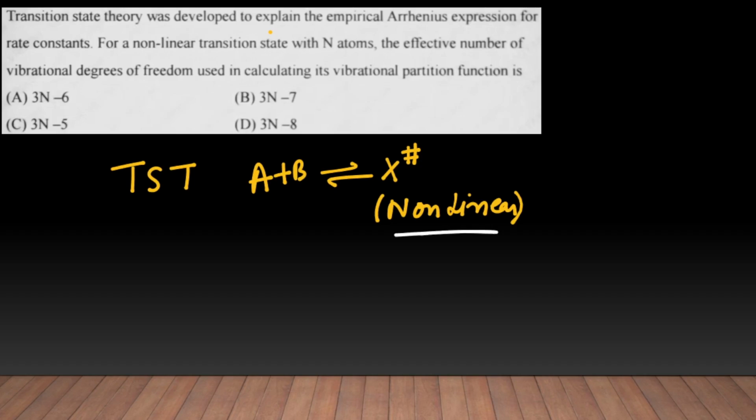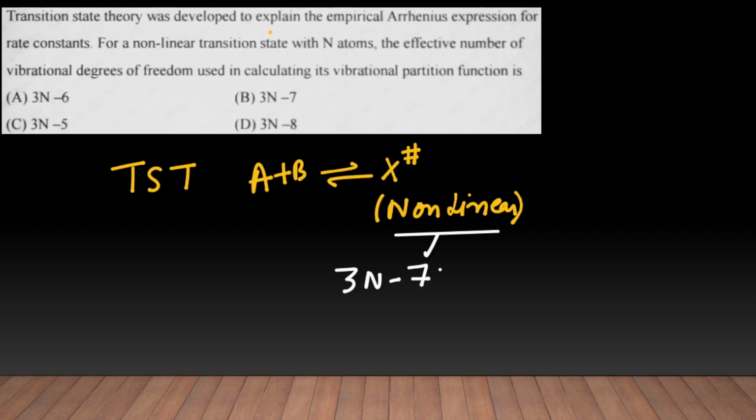So for non-linear molecules, the number of vibrational degrees of freedom is generally 3n minus 6. But in the transition state theory there is one loose vibrational degree of freedom, so that is subtracted from this.